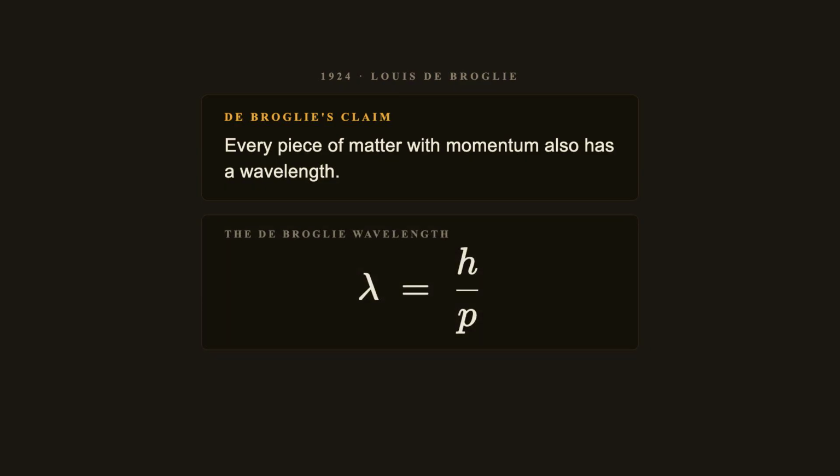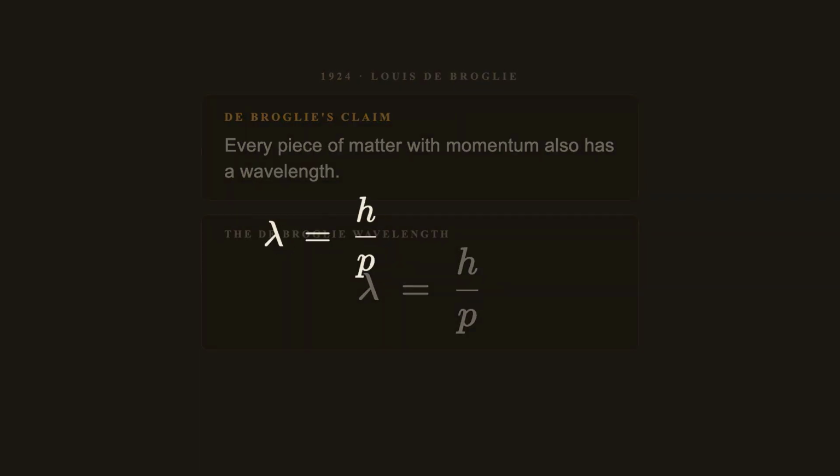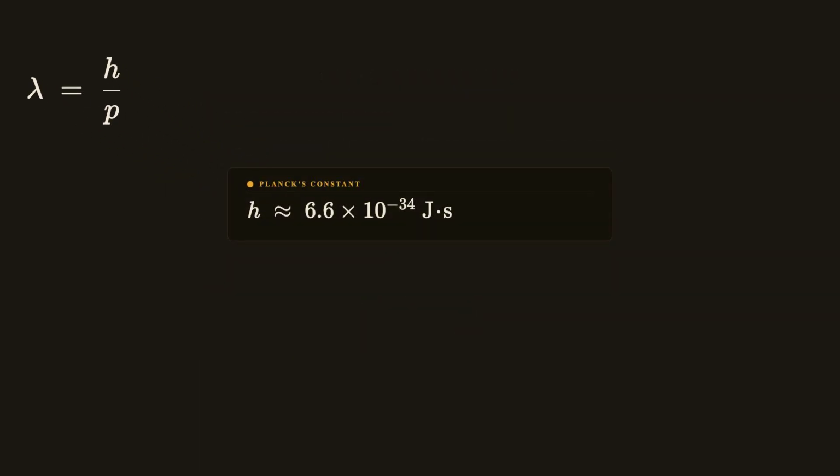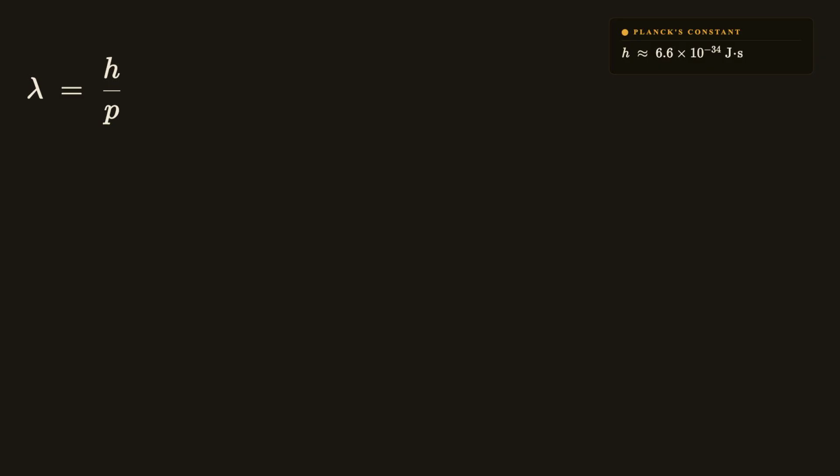Lambda equals h over p, where lambda is the wavelength, h is Planck's constant, and p is the momentum. Planck's constant is tiny, roughly 6.6 times 10 to the negative 34th joule seconds. And because it's tiny, the wavelength of anything you can hold in your hand is going to be extraordinarily small. But let's see what happens when we run the electron from our experiment through this formula.